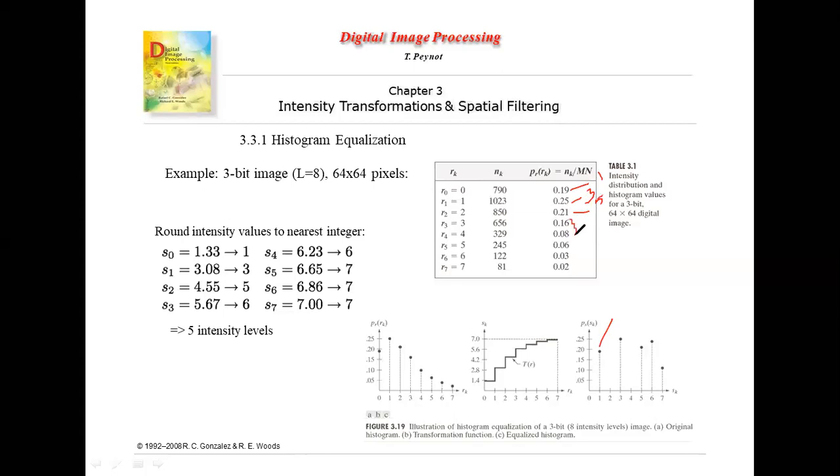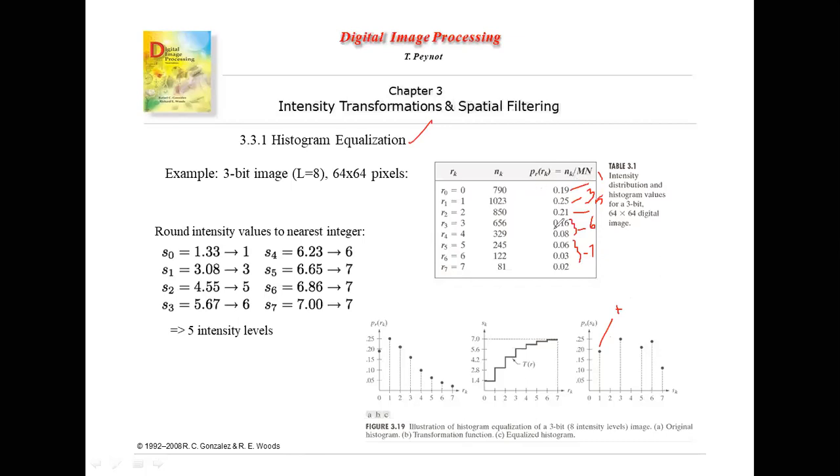Then these two at intensity 6 and these three will now go to intensity 7. And that will now give you the histogram of the resulting image. To get the equalized histogram, all these values shall be multiplied by, what is that number? 64 cross 64. This entire thing shall be multiplied by 64 cross 64.